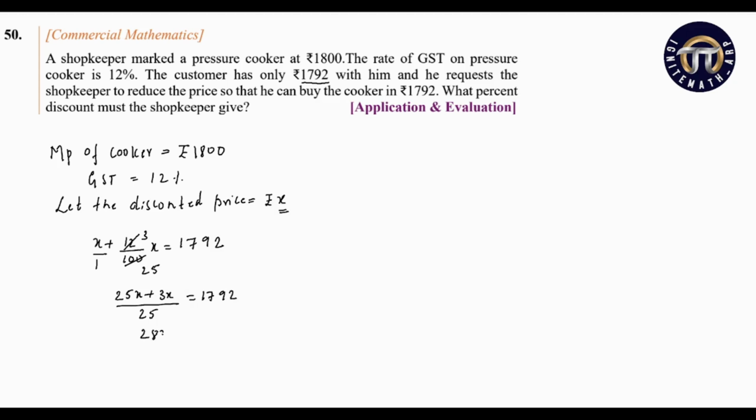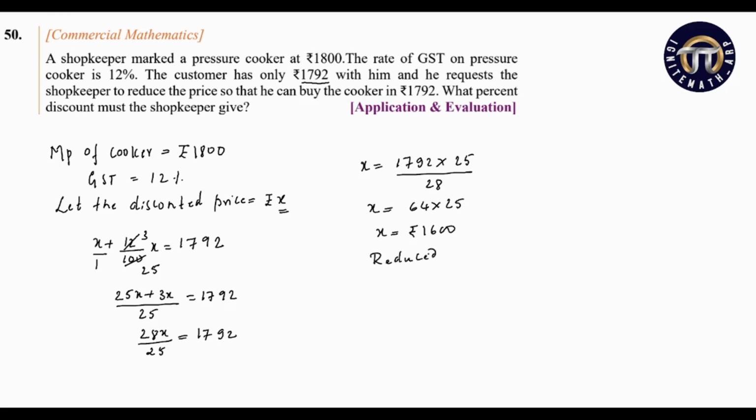So I can write this one as 28x divided by 25 is equal to 1792. So x is equal to 1792 into 25 divided by 28. When you divide 1792 by 28, we get 64 into 25. So x is equal to rupees 1600. So means what, children? The reduced price, that is nothing but the discounted price, is equal to rupees 1600.